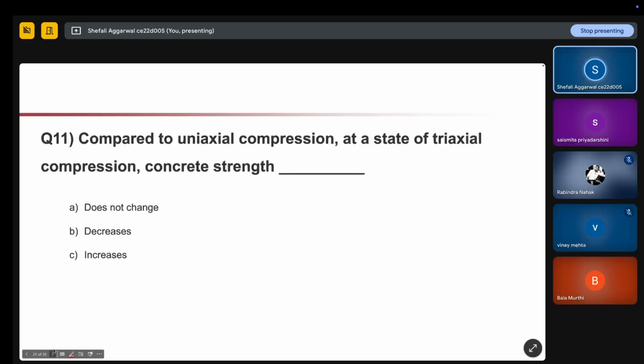Compared to uniaxial compression, at a state of triaxial compression, concrete strength will increase, decrease, or does not change. Increase. Correct.